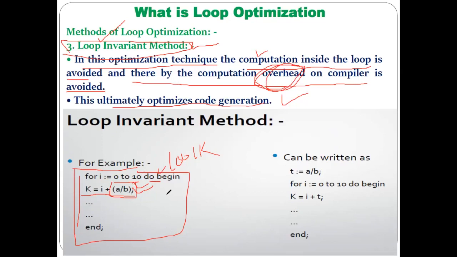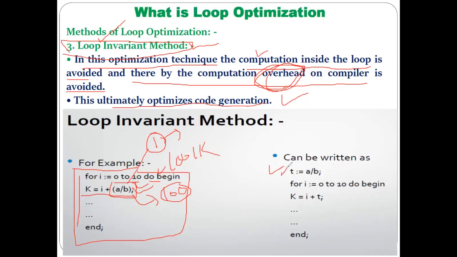Now, how can it be done? If this loop runs 100 times, this expression is going to be evaluated 100 times, but the result is still going to be the same. If it is evaluated one time, the result is the same; even if it is evaluated 100 times, the result is the same. Then why should we not evaluate it only once? Why should we write it inside the loop? We should write it outside the loop. So it can be written like this.